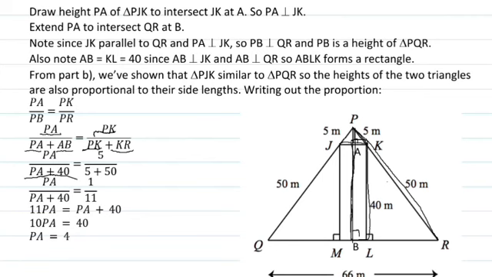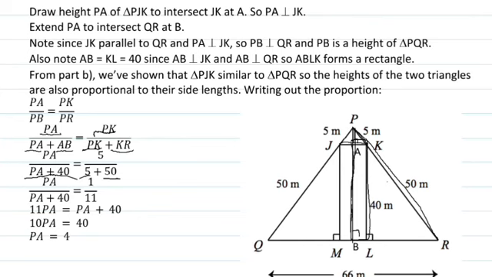Next, we have on the right-hand side, PK equals 5. And PK and KR, we know both of those values to be 5 and 50 respectively, so we'll fill those in right here. Now we have an equation with only one variable left, and the variable is PA. And PA is exactly the value that we're looking for because we're looking for the height of the triangle PJK. So let's go ahead and solve this equation.